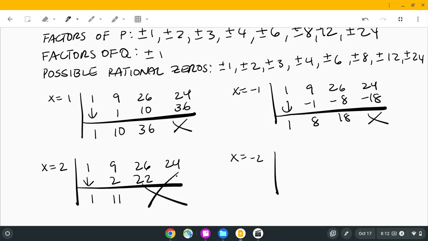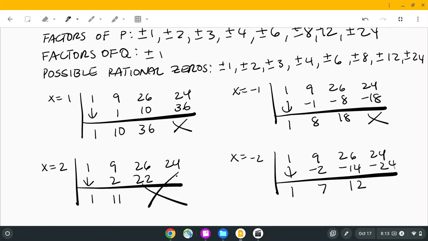Let's try negative 2. 1, 9, 26, 24. 1, negative 2, 7, negative 14, 2, 1. Oh, negative 24. There we go. Happy 0. Here is one of our answers, right? So this is degree 3. So this answer here is degree 2.